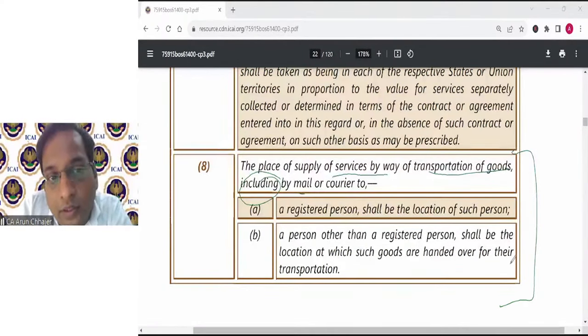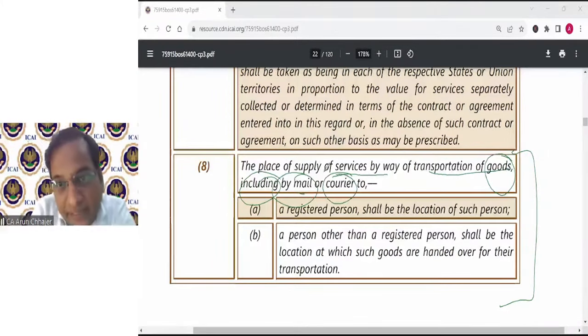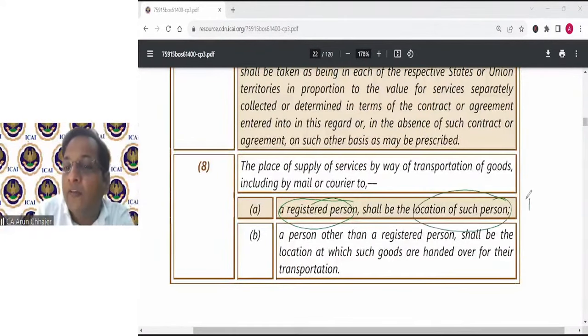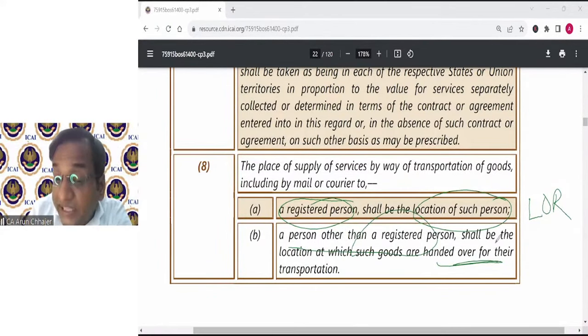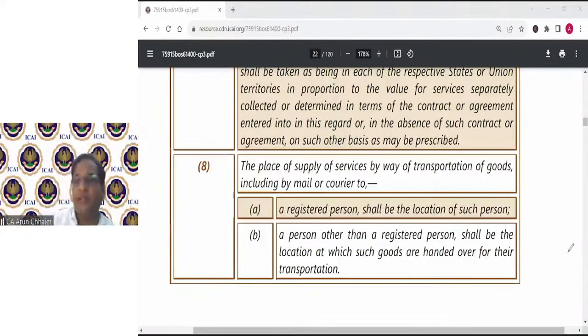Now, the place of supply for transportation of goods, including by mail or courier. It means if the goods are transported for a registered person, then LOR would be the place of supply. If it is an unregistered person, then the picking location, the starting location where the goods are handed over for transportation, will be the place of supply.